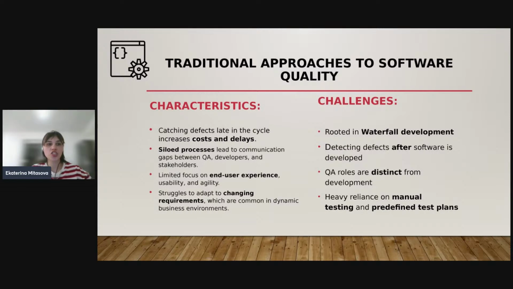There are a lot of challenges of traditional approaches. Catching defects late in the cycle increases costs and delays. Siloed processes lead to communication gaps between QA, developers, and stakeholders. There is limited focus on end-user experience, usability, and agility. And there are struggles to adapt to changing requirements, and changing requirements are now common in dynamic business environments.